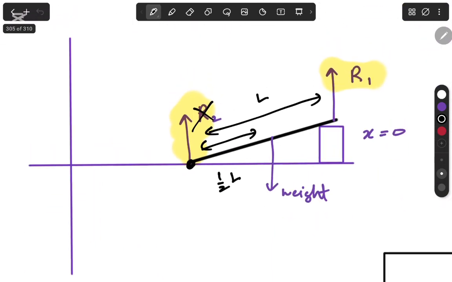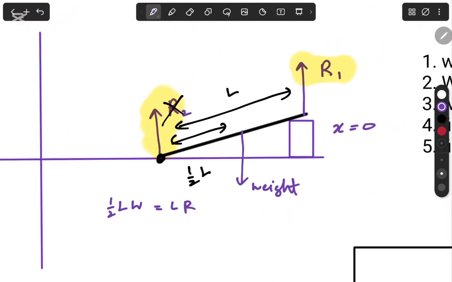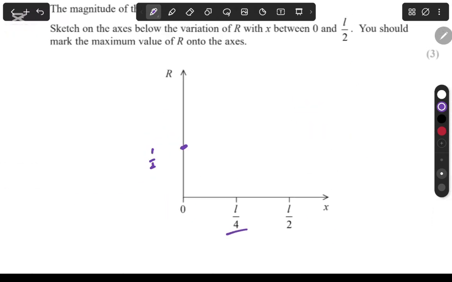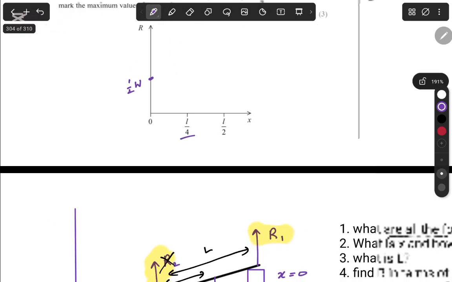That's exactly what I've drawn here. So we're going to have half LW, which is the moment due to the weight. And then we have LR1, which is going to be the moment due to the contact force. The LL cancel out. So R is equal to half W. That's going to be the value. We're going to start from half W. I hope that's clear.